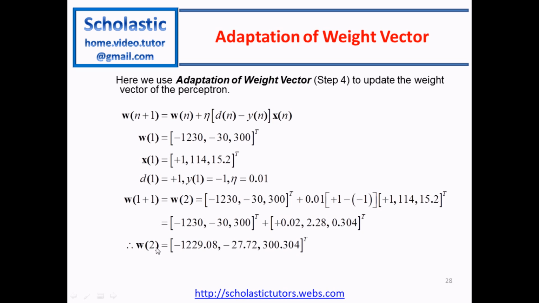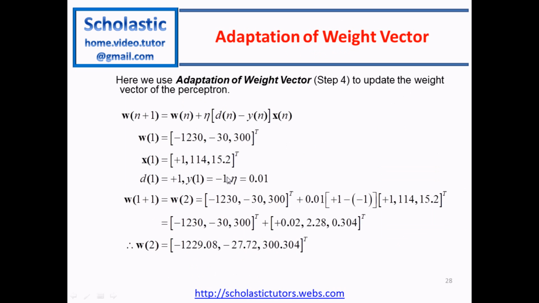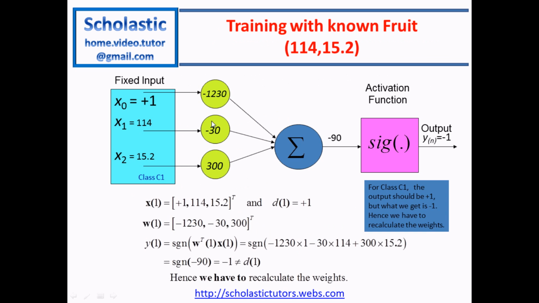Basically n equal to 1 plus 1 is the second iteration of this system. We got the weight vector w2 to be equal to this value. So that means we have three weight values. Earlier we had 1230, 3300, minus 3300. Now we have -1229.08 for the first one, -2.72, and 300.304. Basically the initial values have changed in order to cater for this fruit.